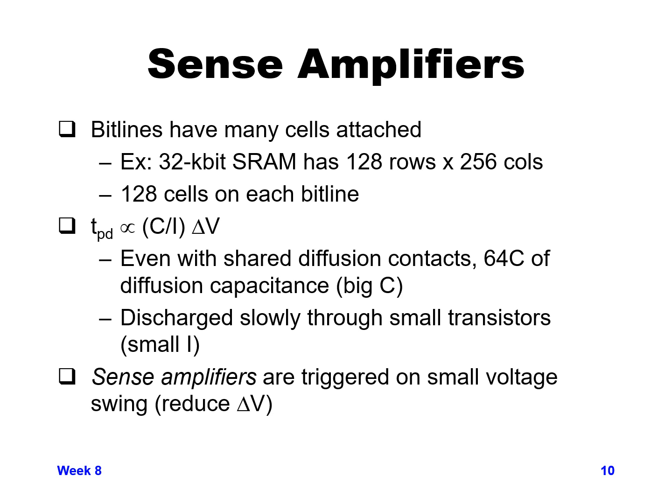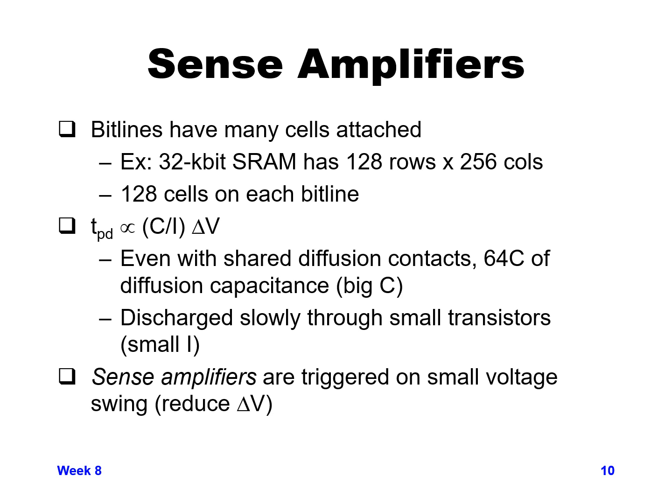In this particular case, even with shared diffusion contacts, if you have 128 cells on each bit line, and even if you're sharing the diffusion between two different bit cells, that still means you have 64 capacitance units of diffusion capacitance because of the number of bits that are on each bit line.